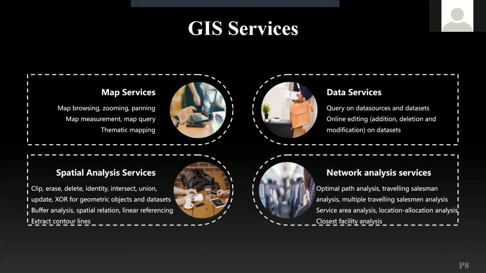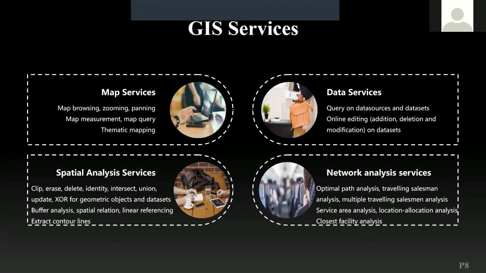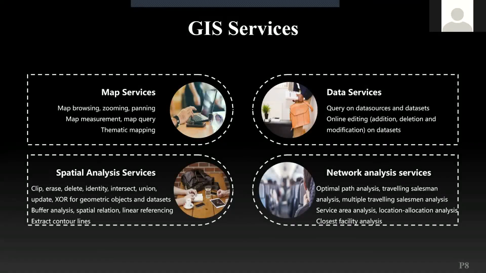The first one is map service. We can, based on map service, achieve the functions of map browsing, zooming, panning, map measurement, map query, and also we can do the semantic map. This kind of map service is the basic capability of the JS server product.